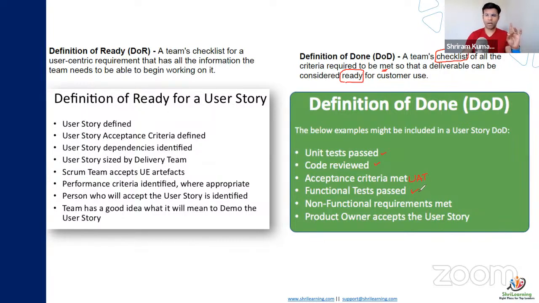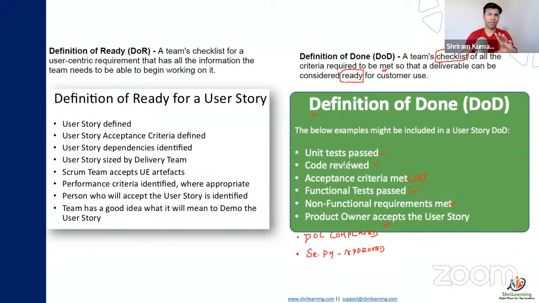User acceptance testing. Functional testing should have been done. Non-functional testing should have been done. Product owner should have accepted. I can even write more. No one stops you. Documentation completed. Can I say like that? It's up to you, right? Our company senior product manager approved. Can I say that? You can. It's up to you. It's your company. It's your company's DOD, your team's DOD.